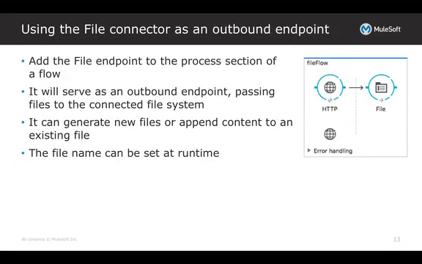Now, if you want the file to be in a writing mode or an output mode, you can add the file endpoint to the process section of a flow. It will serve as an outbound endpoint, passing files to the connected file system. It can generate new files or append content to an existing file, and the file name can be set at runtime based on an expression.